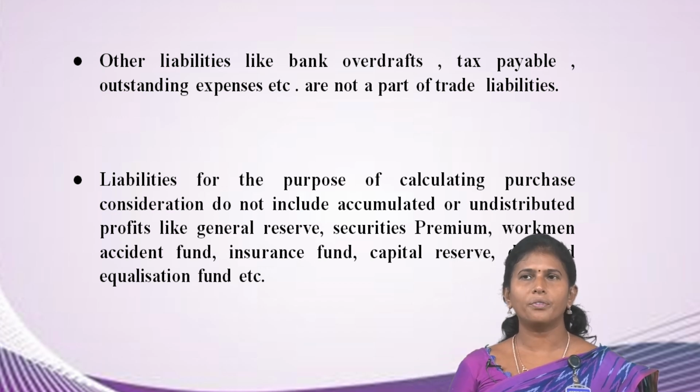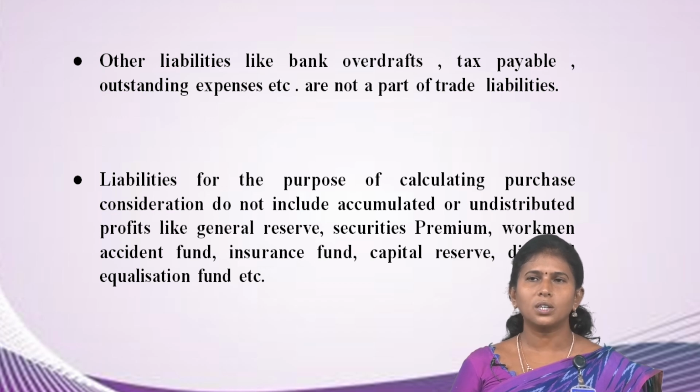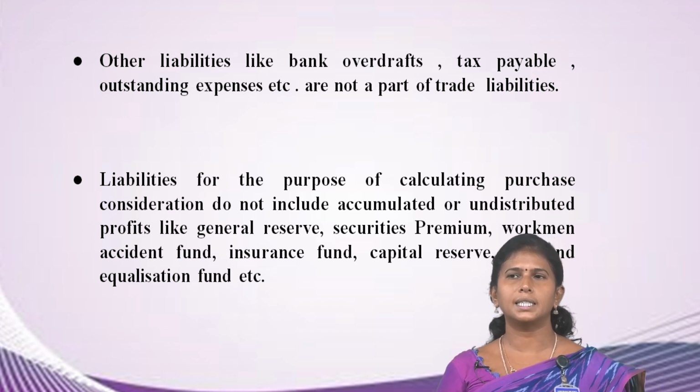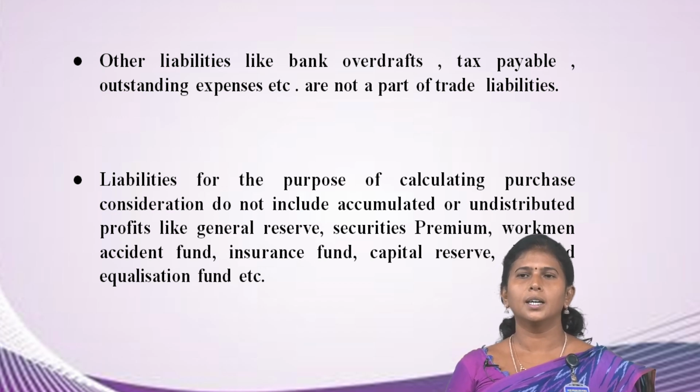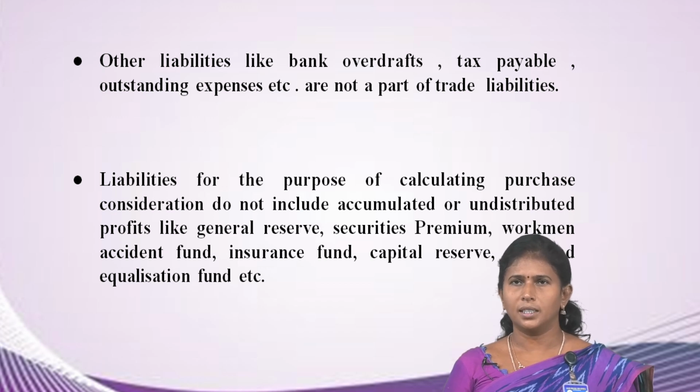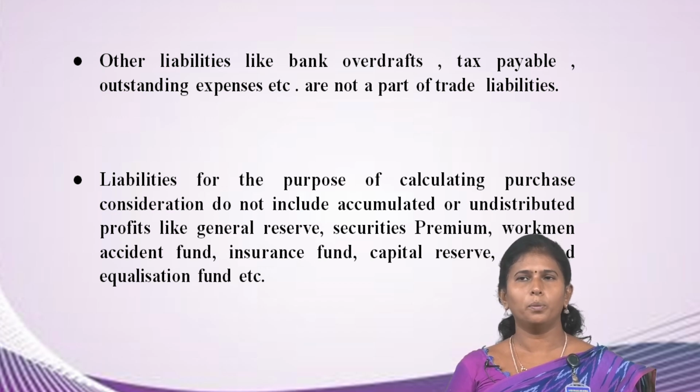Liabilities for the purpose of calculating purchase consideration do not include accumulated or undistributed profits like general reserve, securities premium, workmen accident fund, insurance fund, capital reserve, dividend equalization fund, etc. So all these will not form part of liabilities taken over. So these are the 7 important points to be considered while calculating purchase consideration as per the net asset method. Clear? So the next method is the intrinsic value method.